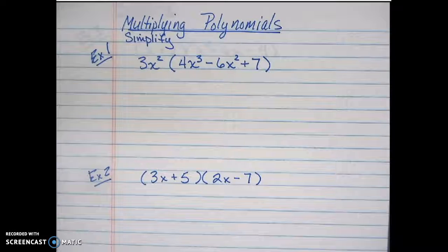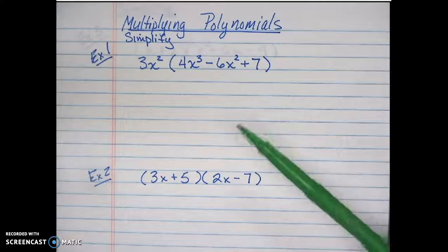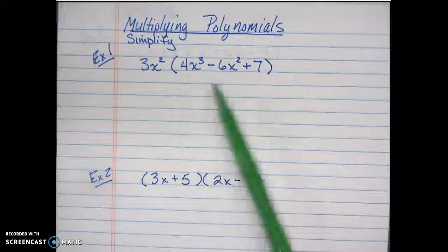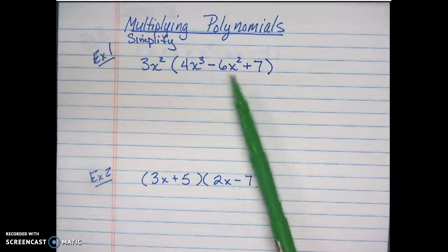Today we're going to talk about multiplying polynomials. So first up, we're going to look at our first example here. I've got a quadratic monomial. I'm going to multiply it times our cubic trinomial here.